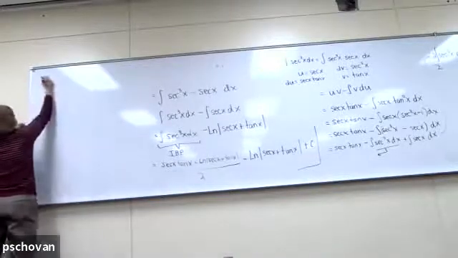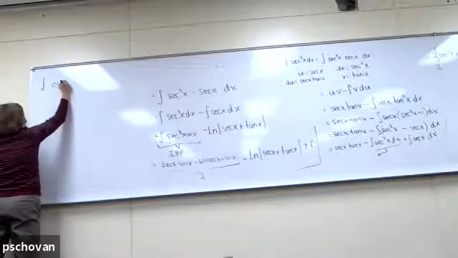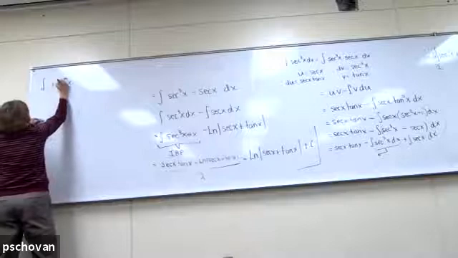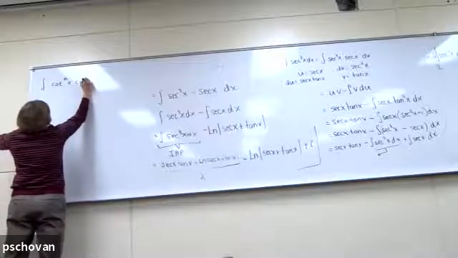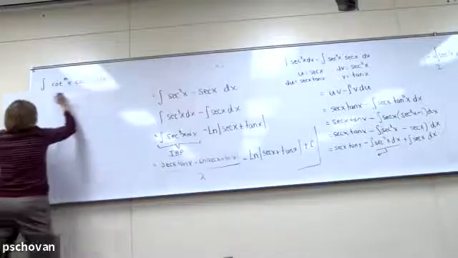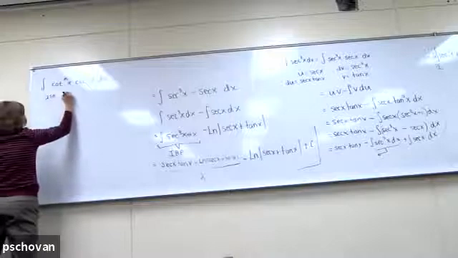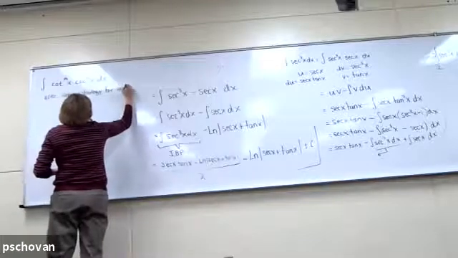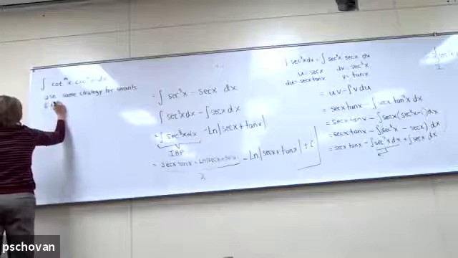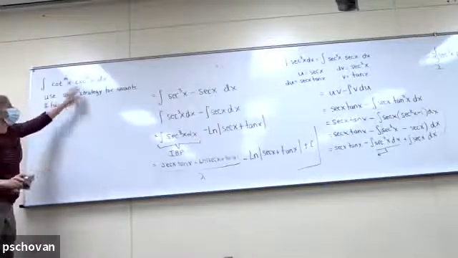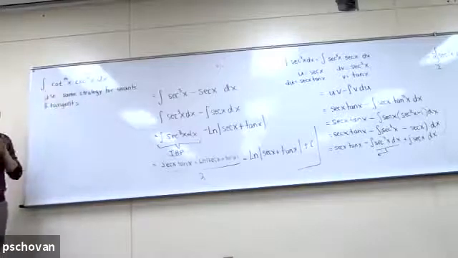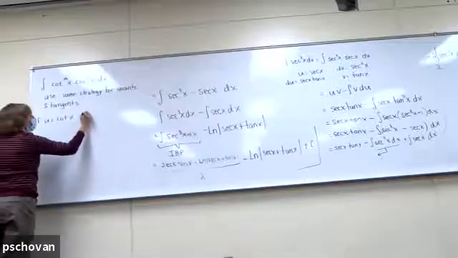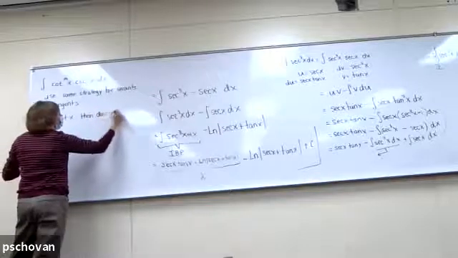So the strategy for cosecant to the m, cotangent, I should put the cotangent first because it takes the place of the tangent. Cotangent to the m, cosecant to the n. Use the same strategy as for secants and tangents. Where now the cosecant is doing the role of the secant and the cotangent is doing the role of the tangent. And the fact that if u is a cotangent, then du is a minus cosecant squared.